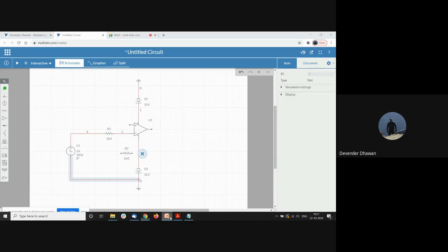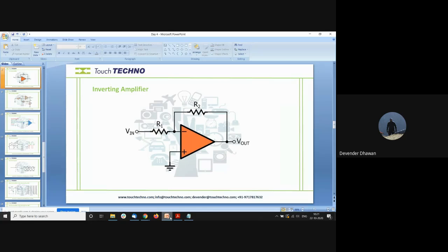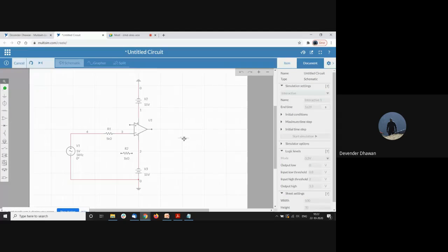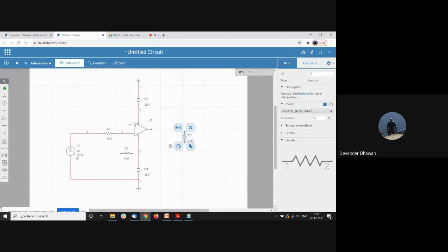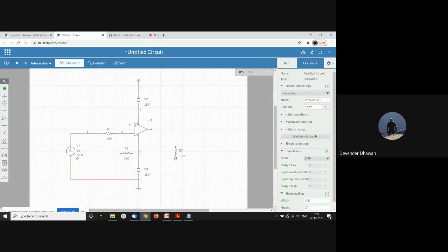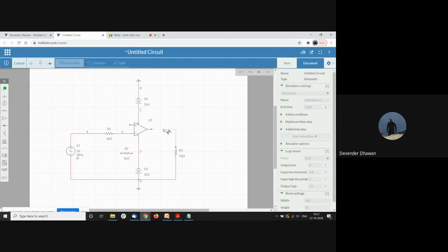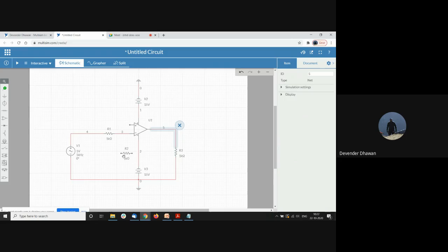Then this. Okay, so I will need one more resistance, which will act as my load. Okay, so let us just connect this also, and this one will go to this.